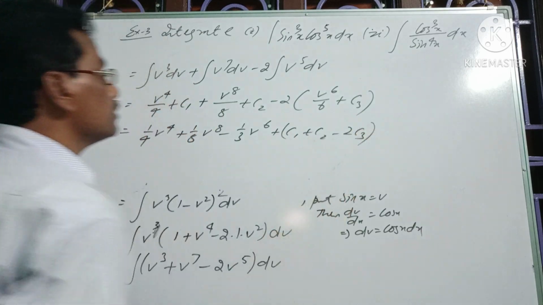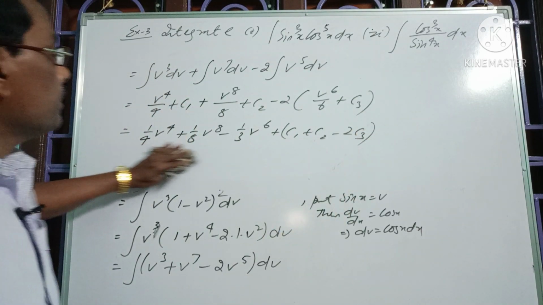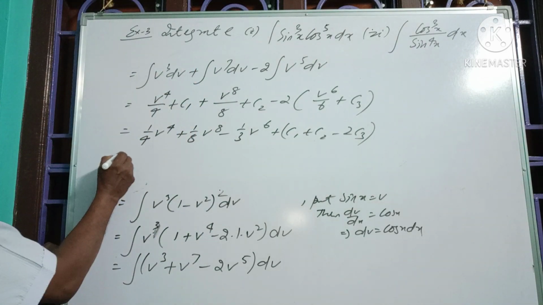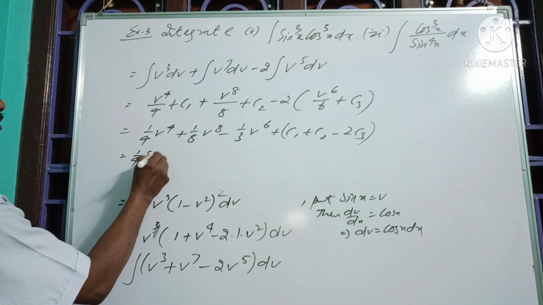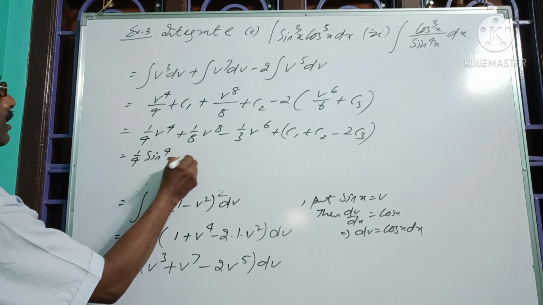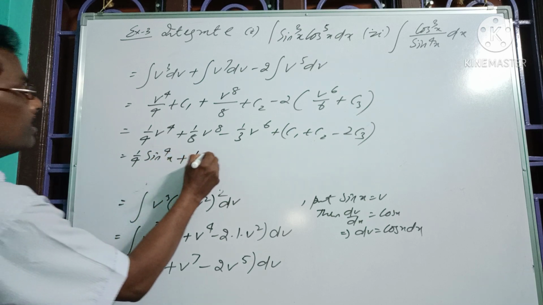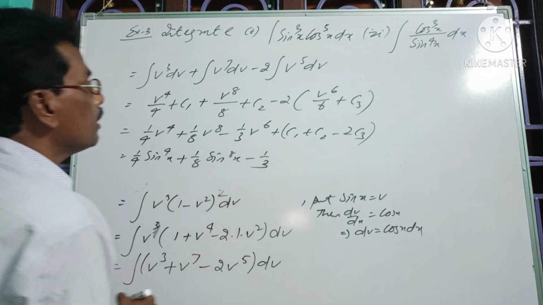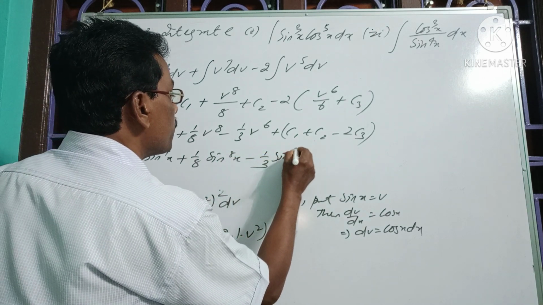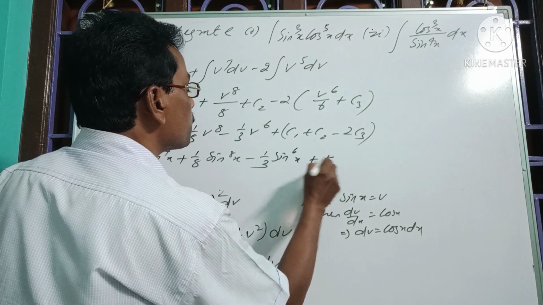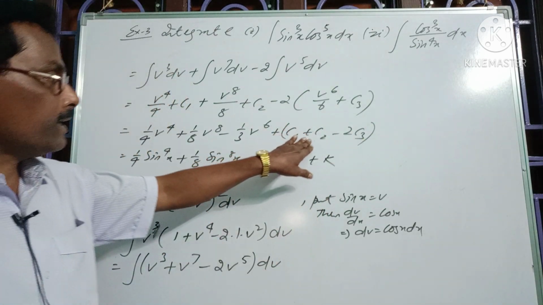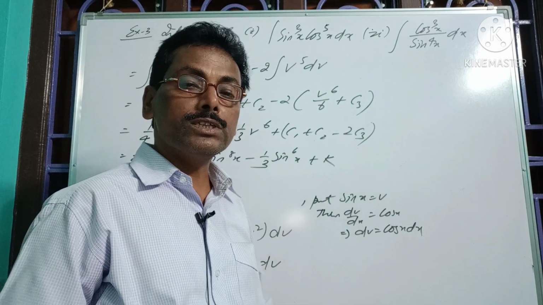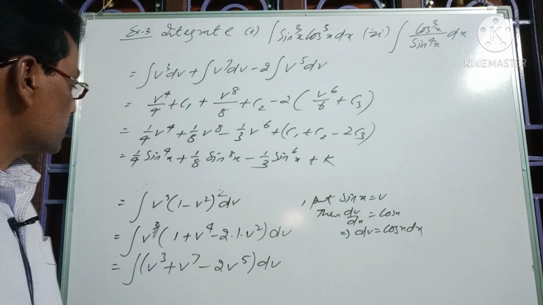Collecting all the constants, we get this. Now replacing v with sin x, it will give us 1 by 4 into sin to the power 4x plus 1 by 8 into sin to the power 8x minus 1 by 3 into sin to the power 6x plus k, in terms of all the constants, that is c1 plus c2 minus 2c3, which is k, where k is the final constant of integration. So in this process we completed the integration.